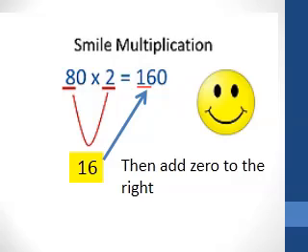Let us take another example. Suppose you have 50, okay, times 3. What you do is to multiply the numbers 5 and 3. It's like a smile. It's 15. Then you look, how many zeros do you have? You have only one zero, so you put it to the right. So 50 times 3 is 150.